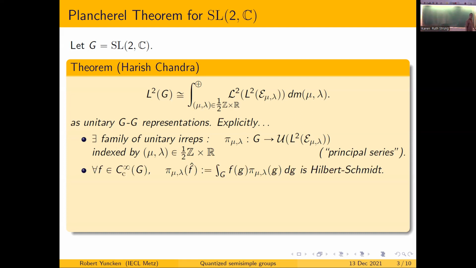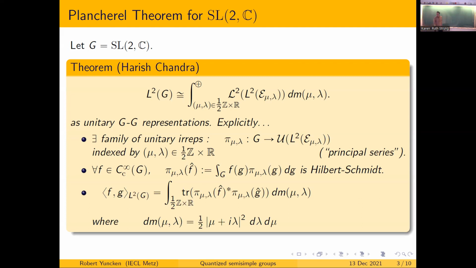You need to make a technical remark now because we're dealing with infinite dimensional representations. For any F, let's say compactly supported, continuous would be enough, the integrated representation of this function on my infinite dimensional representations is always a Hilbert-Schmidt operator, which is convenient because it means that the following formula makes sense.